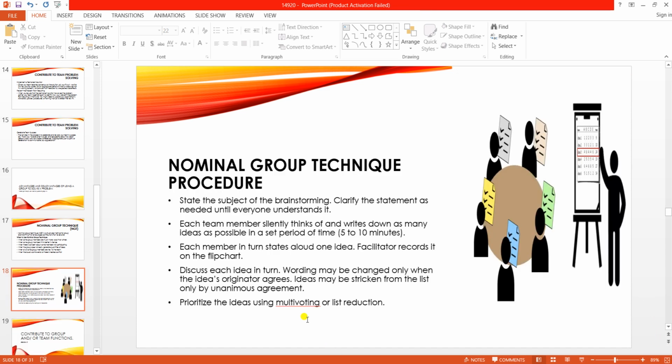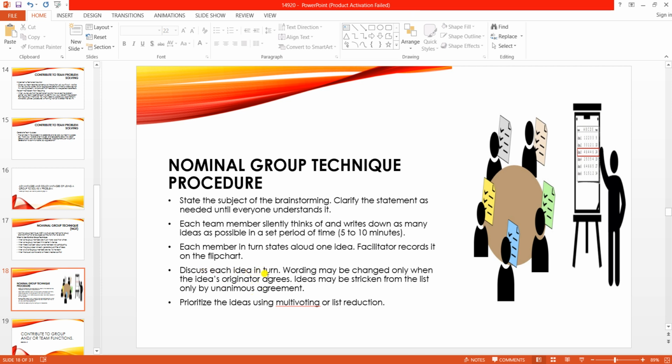And also we've got the procedure in terms of the NGT. The procedure goes like this. It states the subject of the brainstorming, and it clarifies the statement as needed until everyone understands it. Each team member silently thinks of and writes down as many ideas as possible in a set period of time, within 5 to 10 minutes. And each member in turn states aloud one idea, which the facilitator records on the flip chart.